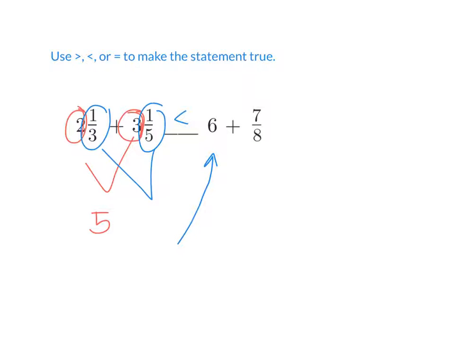Go ahead and write this in your notebook. And then please write using words how you know without actually, did we use LCDs or anything like that? Did we add any fractions? Anything like that? No. Explain using words how you know that 2 and 1/3 plus 3 and 1/5 is going to be less than 6 and 7/8.